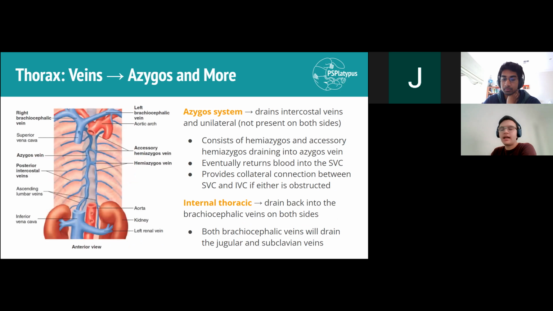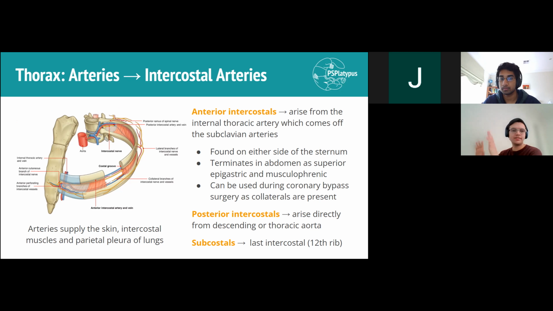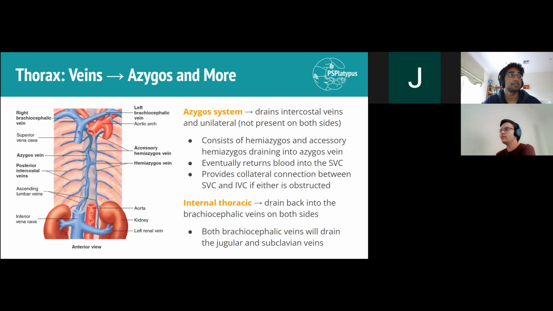Then you've got the veins, and you've got two systems that work here. The azygous vein system is probably the more high yield one, just because they can ask you a lot more questions about it. And it's also quite unique because it's one-sided. So if you think back to everything we've discussed so far, everything has two sides, right? They come off on the left, they come off on the right. Internal thoracic also has two specific internal thoracics on either side of the sternum. This azygous system, though, is unilateral. And I think that's what azygous actually means, not two-sided or something like that. And so it's not present on both sides.